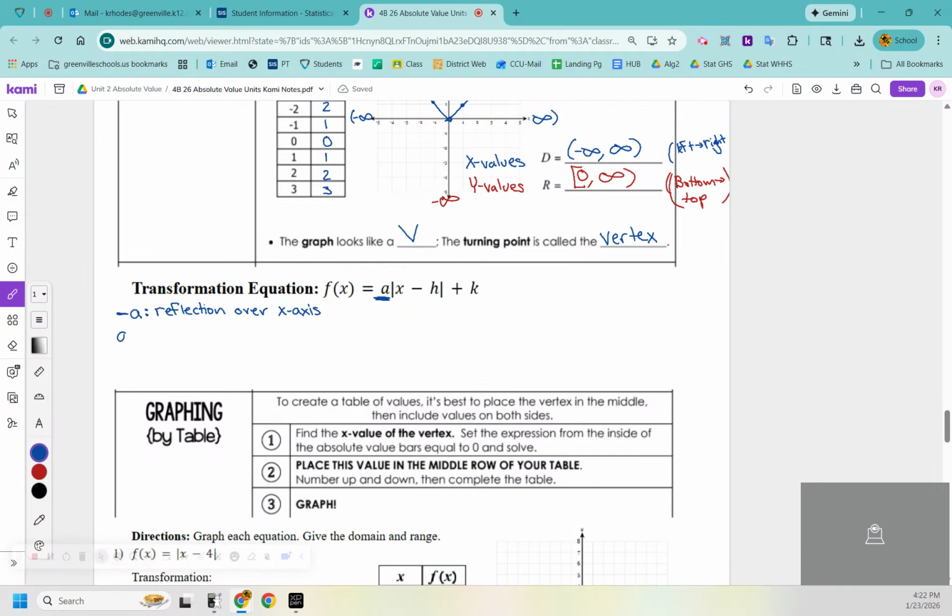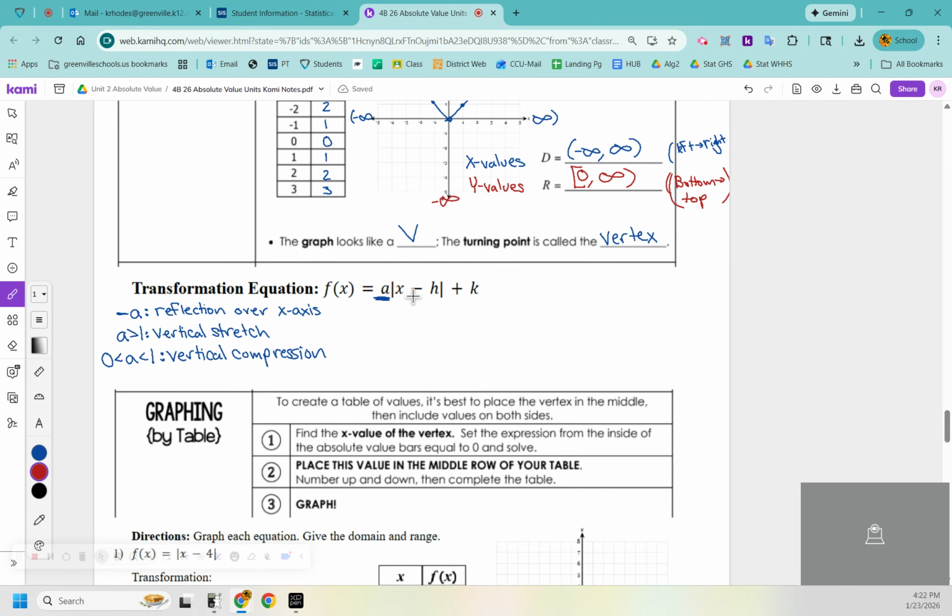If it's bigger than 1, it's going to be a vertical stretch. And think about when you do a vertical stretch, like pulling silly putty, it gets thinner. If it's between 0 and 1, your fractions, your decimals, it's going to be a vertical compression. And when you compress something, you squish it, so it's going to get fatter. So that's what A does in this equation, the number in front of your absolute value bars.